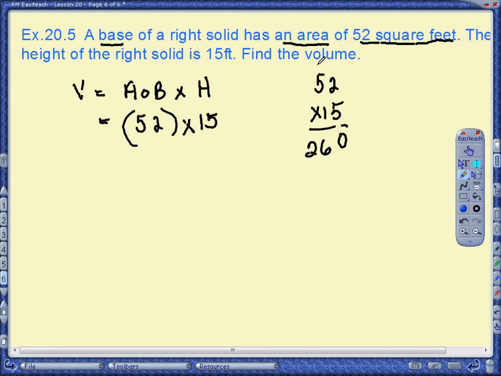5 times 2 is 10, carry a 1, gives me 260. 1 times 2 is 2, 1 times 5 is 5. And my answer then is 780 cubic feet. That concludes lesson 20.